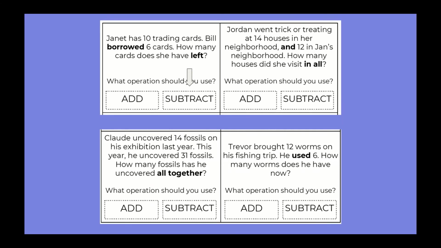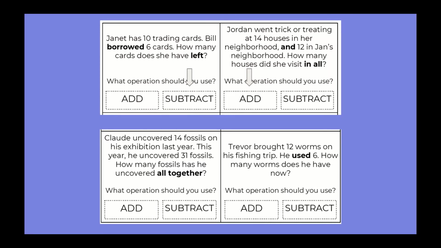The next one says Jordan went trick-or-treating at 14 houses in her neighborhood and 12 in Jan's neighborhood. How many houses did she visit in all? In all and are both words and phrases that indicate I am going to add. So in this case, I'm going to add 14 and 12. So 14 plus 12 is 26. They visited 26 houses in all.